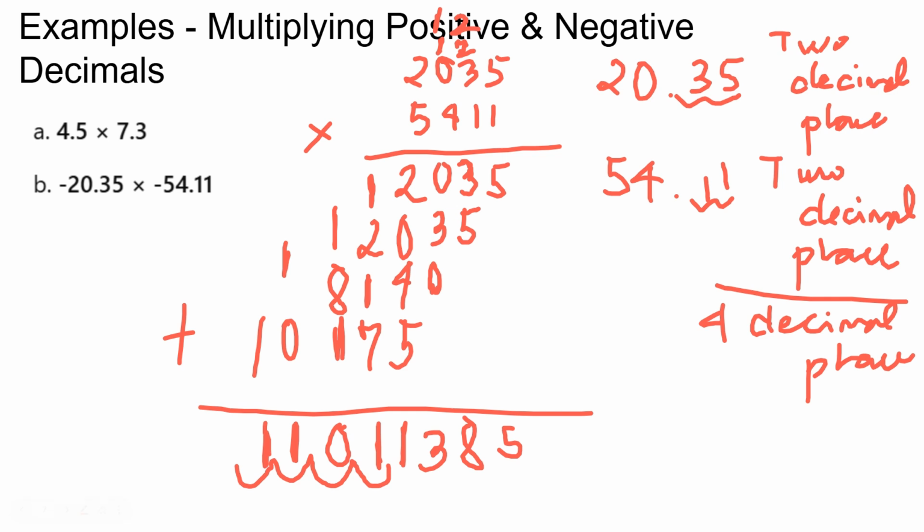All right. Okay. So therefore, the decimal point would be here. So that will be 1101 point 0.1385. Yes. Now you can still actually round this one to two decimal places.